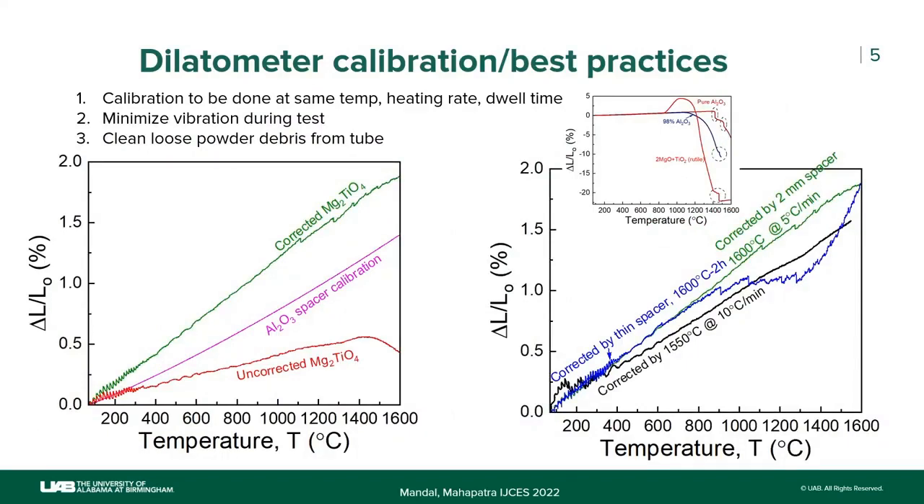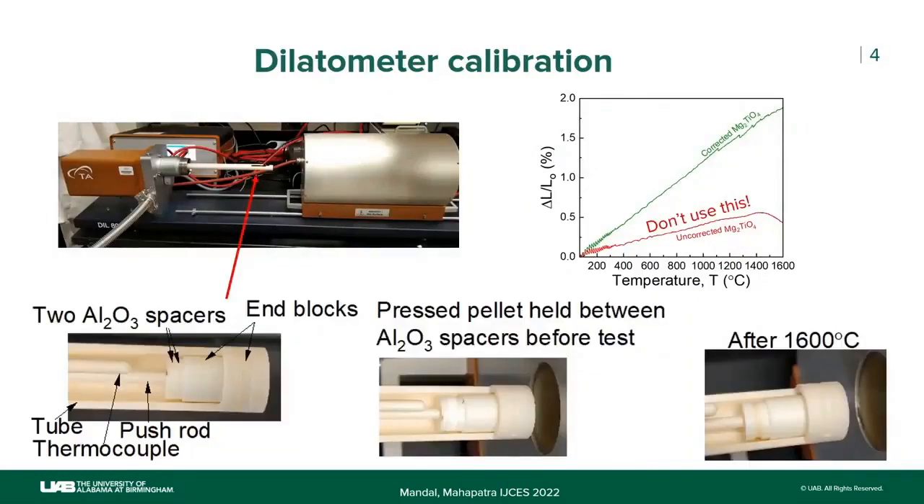The second is that make sure you're doing this calibration run at the same temperature, heating rate and dwell time as your actual test. So there are 3 examples here. This is the corrected value at 5 degrees Celsius per minute. And when you give a 2-hour soaking time, you see the data is way off. Or if you do a faster heating rate and calibrate it at a lower temperature, again you see a difference in values. So this is an equipment which you need to pay close attention that you are calibrating it right. Otherwise you will get data which will not make any sense.